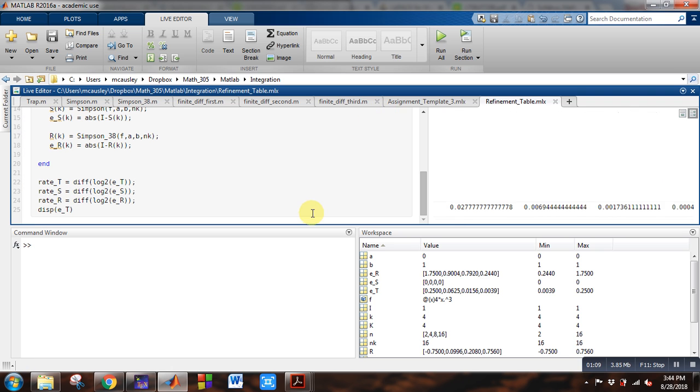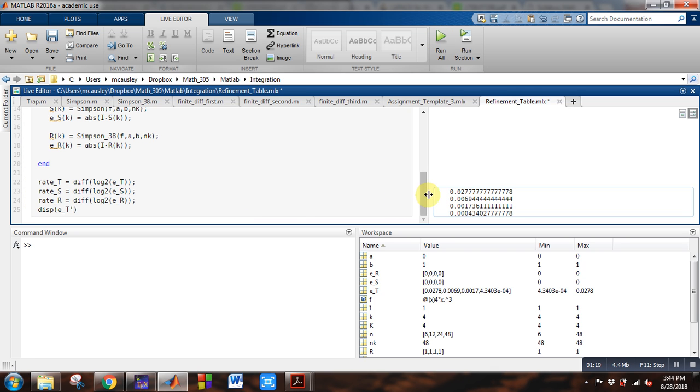Okay. So if I run this, I can now display my errors. Okay. And here's the errors for the trap rule. If I hit a prime here, that'll display them a little bit nicer in a vertical fashion. And then here, let's take a look at the errors from the various rules. And let's get them in order. Simpson's rule, and then the Simpson's 3/8 rule.